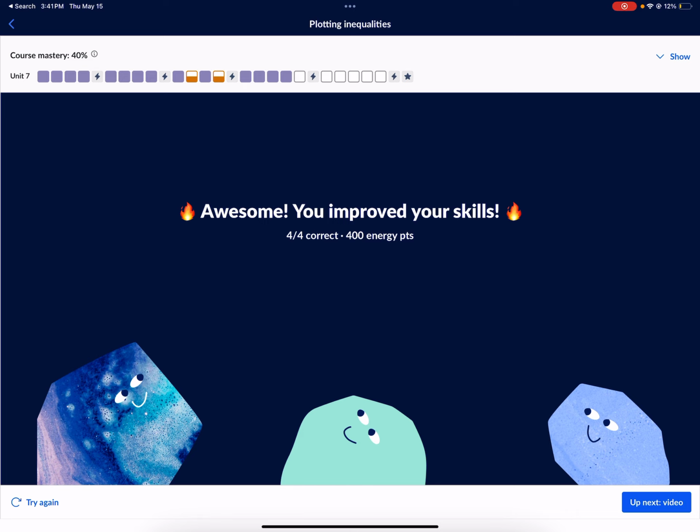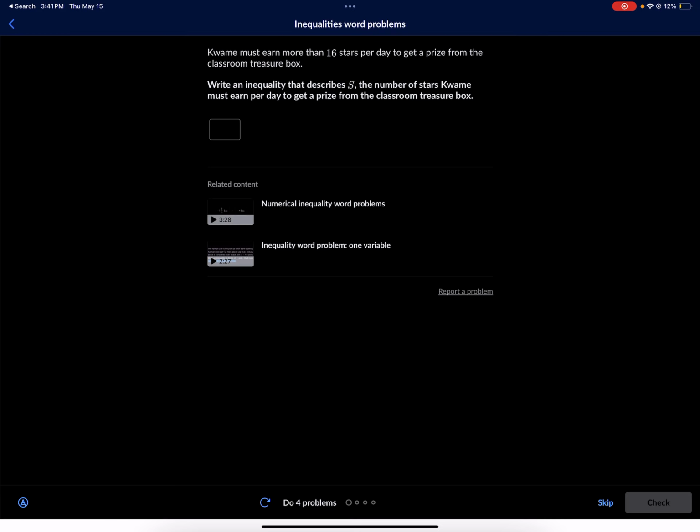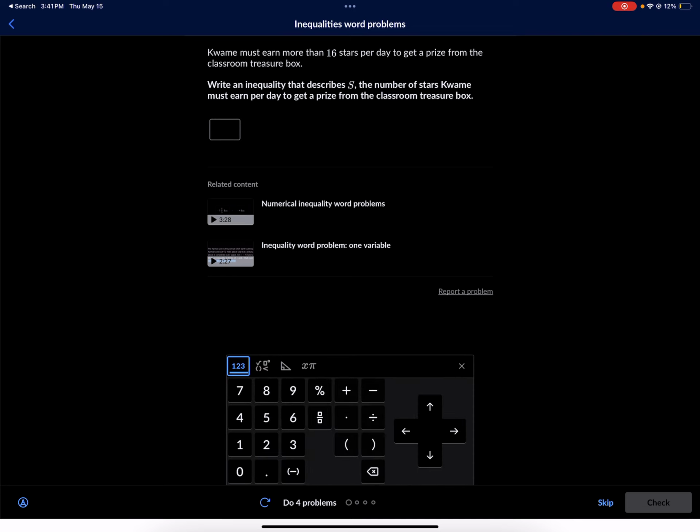So, okay, last section of the day: inequalities, word problems. Okay, Kwame must earn more than 16 stars per day to get a prize from the classroom treasure box. Write an inequality that describes S. So, let's see here. We're going to put S, and then greater than, that is this sign right here, and we want more than. Those are synonyms. So this is our answer here.